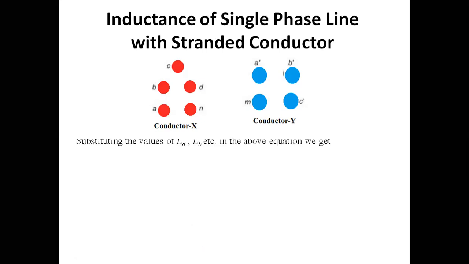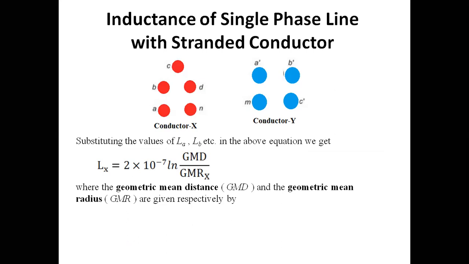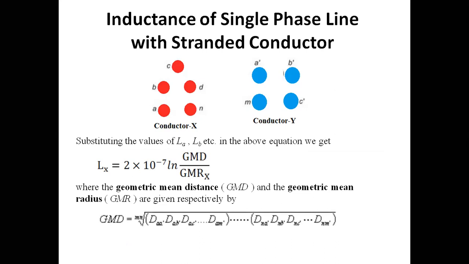Next part, substituting the values of LA, LB, etc. in the above equation, we get Lx equals 2 into 10 to the power minus 7 ln GMD by GMRx, whereas GMD is the geometrical mean distance and GMR is the geometrical mean radius. GMD equals mnth root of DAA dash DAB dash, this is for LA, dot dot dot up to DNA dash DNB dash up to the n part.